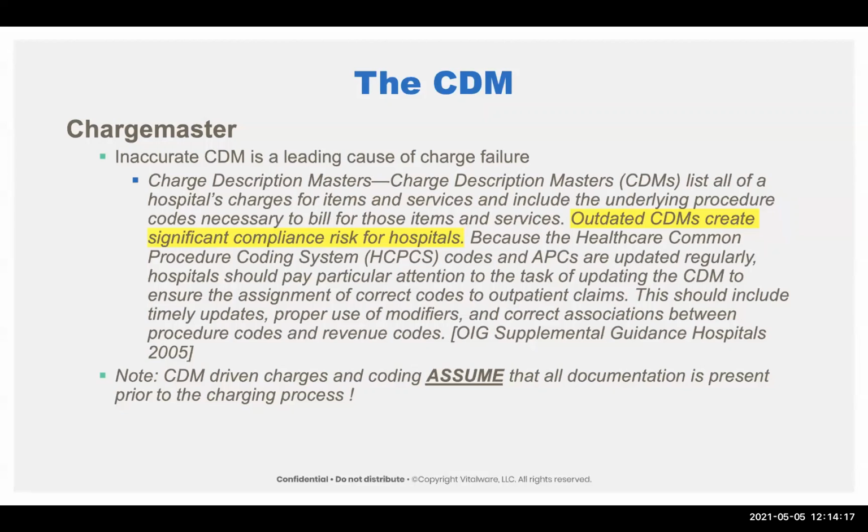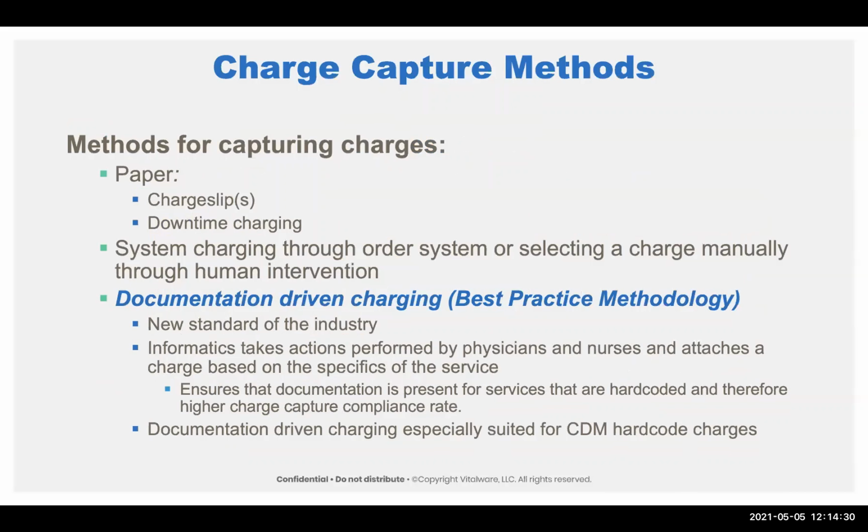The other thing about charge master driven, and I've beaten this in the ground already, is that it assumes the documentation is present, and on claims review, as an auditor, I find it to be missing at least 15 to 20% of the time. So when we're looking at these charge capture methods, the old tried and true is paper, where there was a charge slip for downtime charging. Because downtime charging doesn't happen very often, the charge slip likely gets outdated, and therefore you have the potential for putting in the wrong charges.